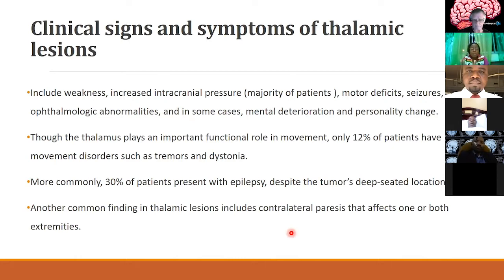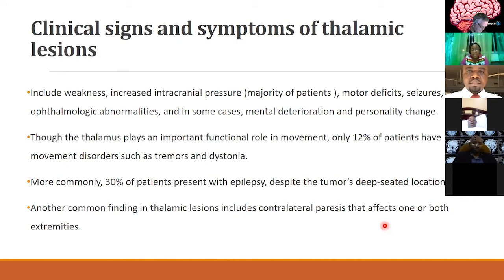Weakness, increased intracranial pressure, motor deficit, seizures, ophthalmologic abnormalities, and in some cases, mental deterioration and personality changes are the main clinical signs and symptoms of thalamic lesions. Though the thalamus plays an important functional role in movement, only 12% of patients have movement disorders such as tremor and dystonia. More commonly, 30% of patients present with epilepsy despite the tumor's deep-seated location.